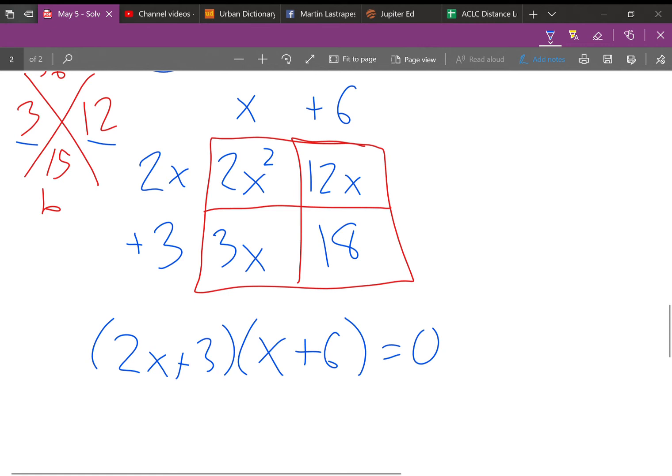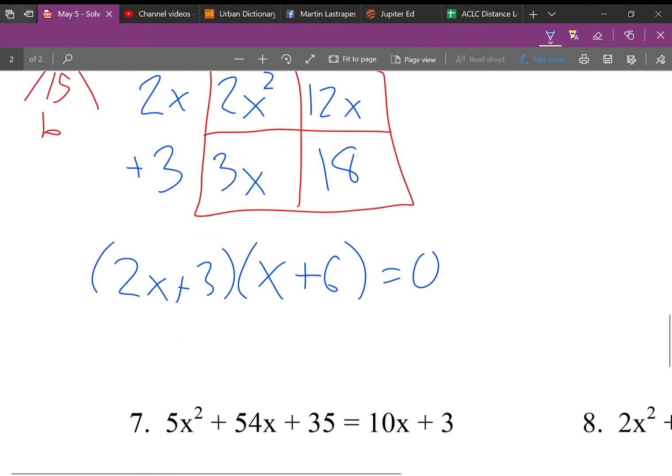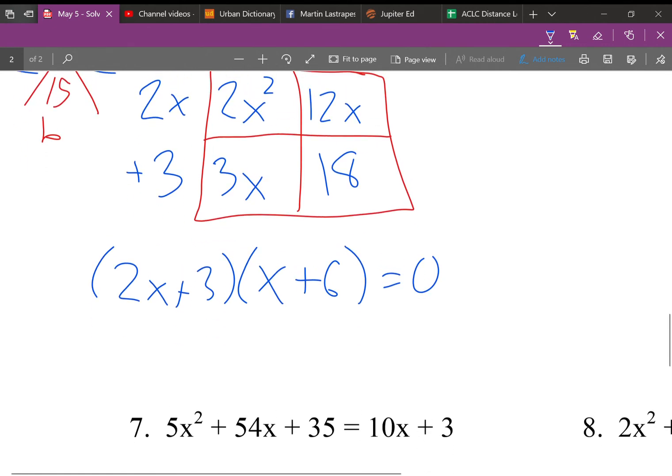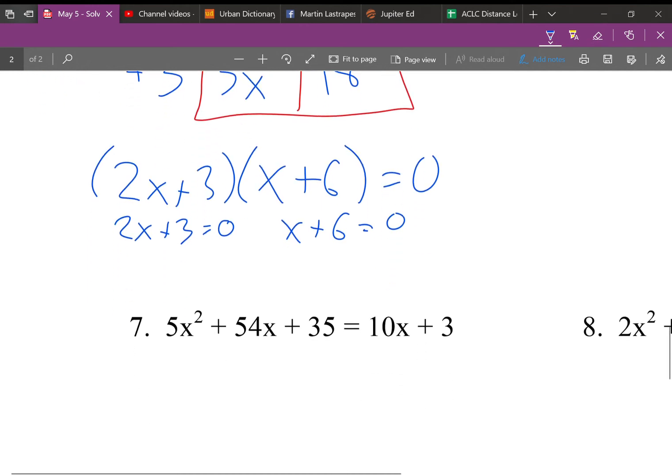And remember, the 0 is very important because without the 0, I can't use the zero product property. But since it is equal to 0, and since these two things are multiplied together, I get to write the two small equations, 2x plus 3 equals 0, and x plus 6 equals 0. And then I need to solve these both separately. I'm sorry I don't have a lot of room here, but we'll try to make it work.